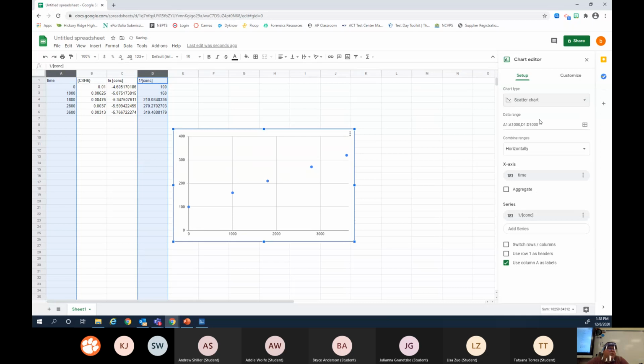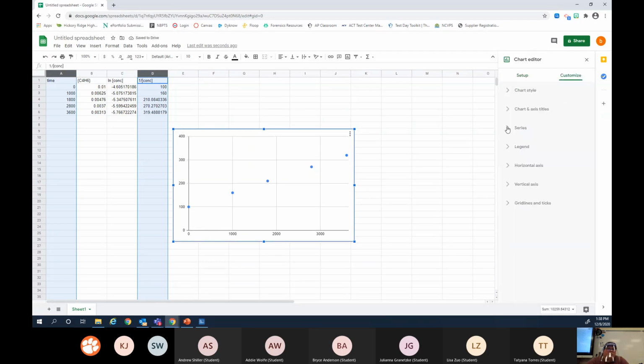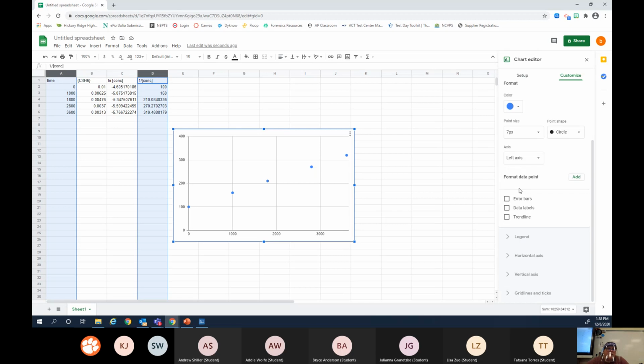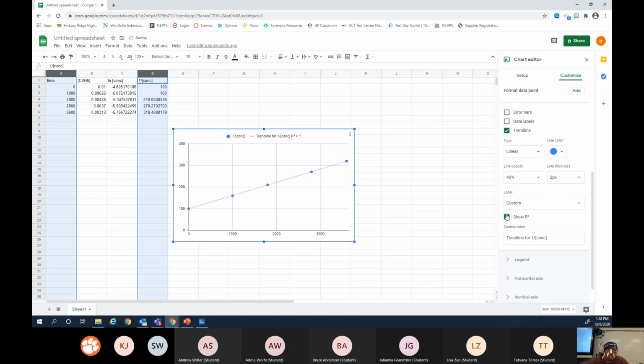Where'd it go? And with the scatter plot, remember you can customize under series, and you can add the trendline and show the R-squared value. So here it matches up, and it does tell us our R-squared value is 1. So that means that this should be a second order reaction.